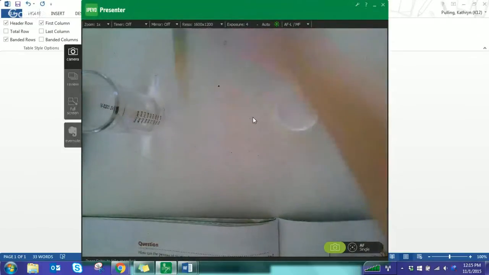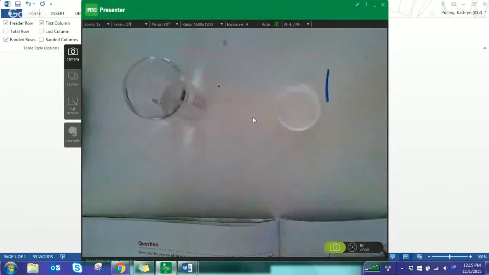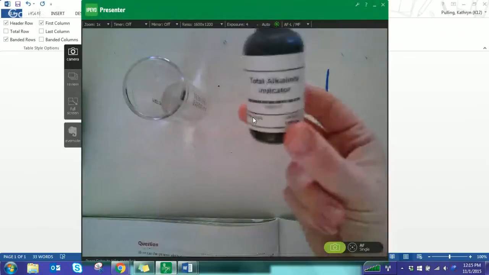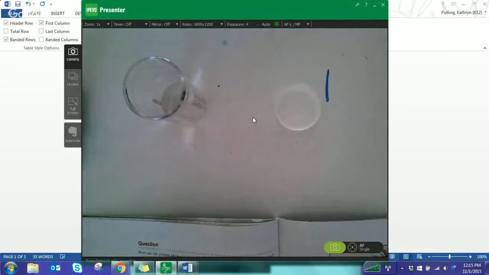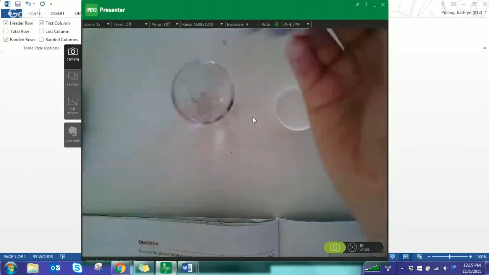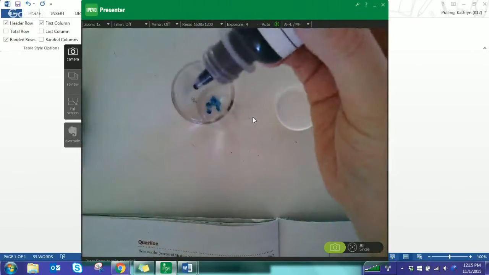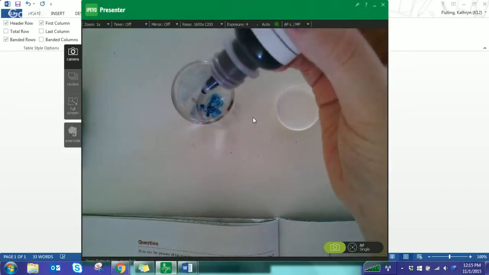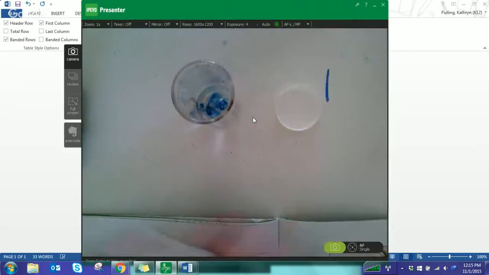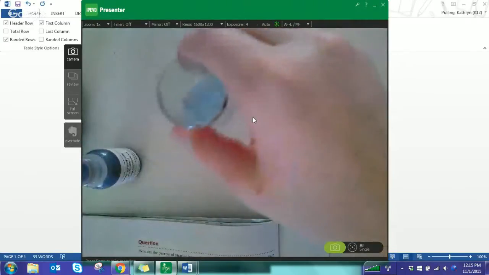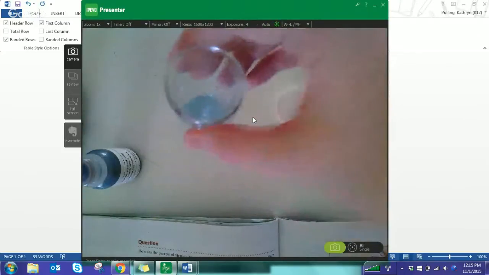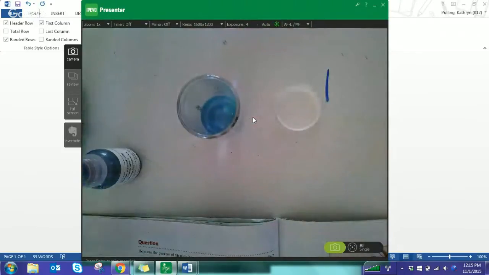Okay. And now I'm going to add the total alkalinity indicator. Again, I'm going to start with 3 drops. It says that the indicator will turn red when the pH is 4.5. Currently, the sample should turn green because we're above that. So 1, 2, 3. I'm going to swirl it, make sure the color change stays. I'd actually call this more blue than green, but it's not red.